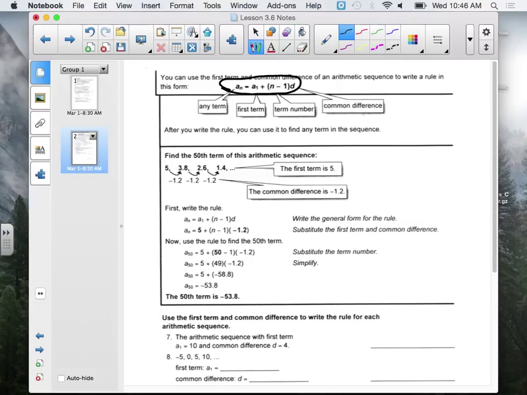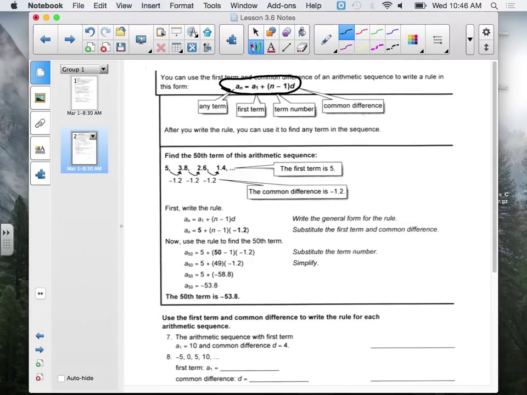All right, so next part, that plus n minus 1, the n stands for the term number. So if they asked you to find the 10th term, 20th term, 30th term, whatever number they ask you to find, that is what you plug in for n there. And then the last letter, d, that stands for the common difference. That's why I had d equals -6, -0.07, things like that.